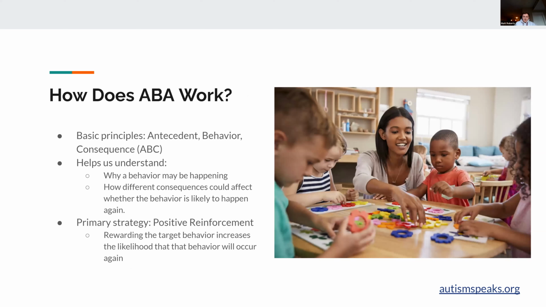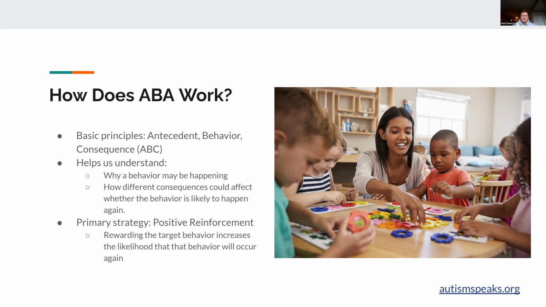Okay, so how does ABA actually work? Most of our interventions within ABA are centered around antecedent, behavior, and consequence. The antecedent occurs before the behavior, then we have the actual behavior, and then we have the consequence. We can use those three things to create our interventions to help change behavior. It helps us understand why a behavior might be happening, and how different consequences might affect whether or not the behavior is likely to occur again.